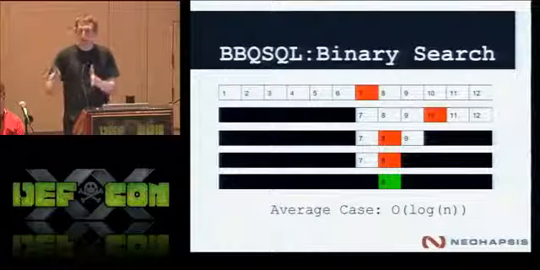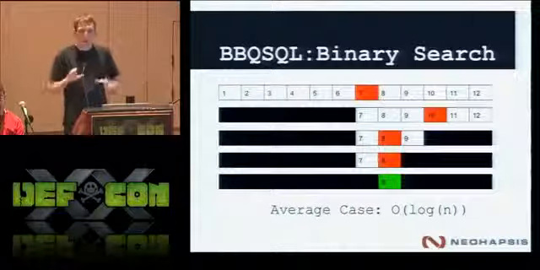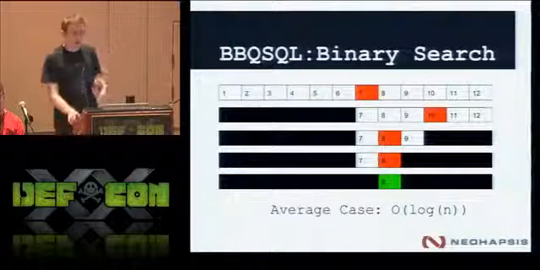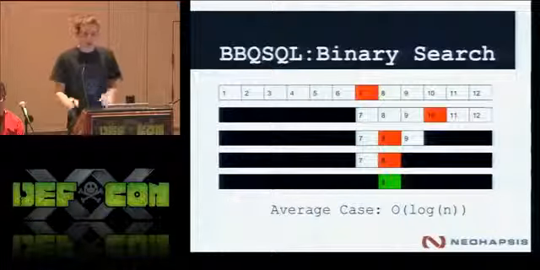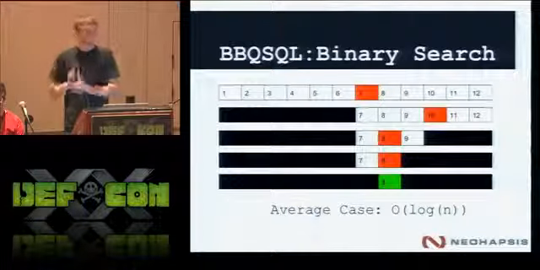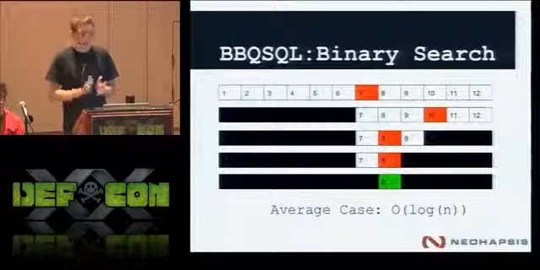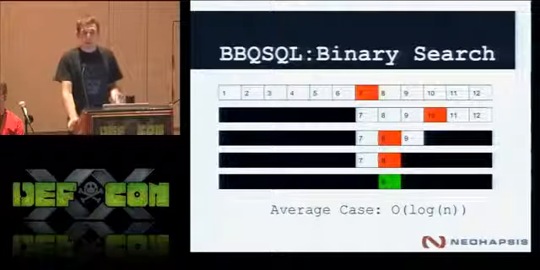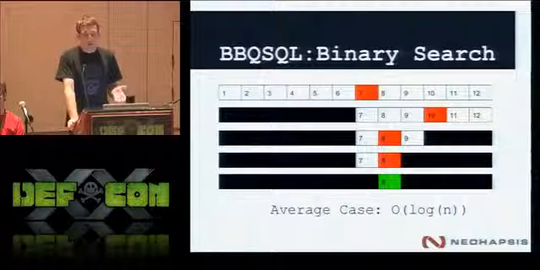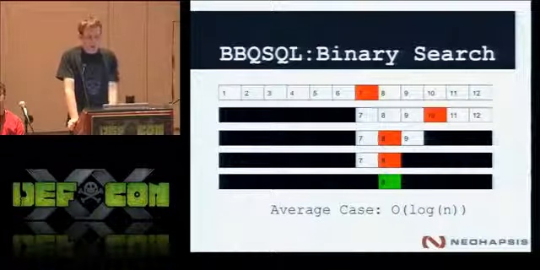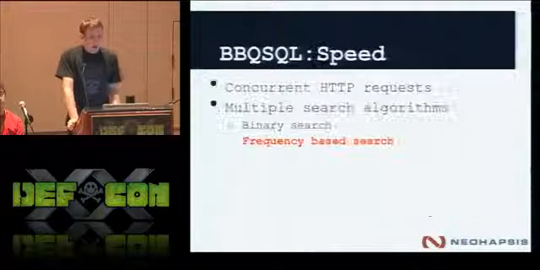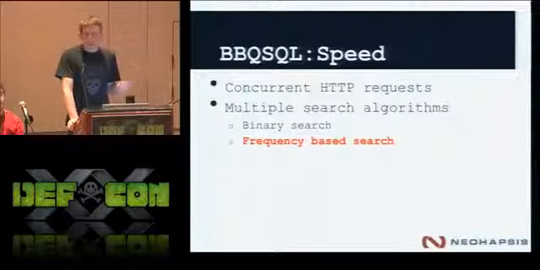You say, is it in this half or is it in this half? That's why we're using those greater than and less than symbols in the blind SQL syntax. And then you keep going down and down and down, cutting it in half and half and half until you find the value. And the performance of this average case is O(log n), which is a significant improvement over a linear search. And that's by default what BBQSQL is using.